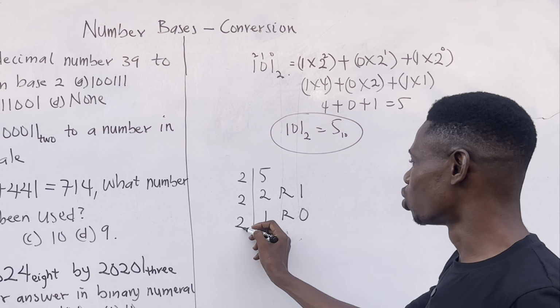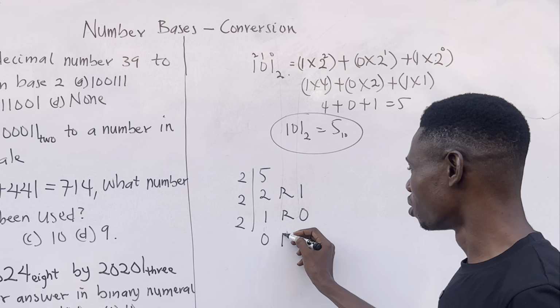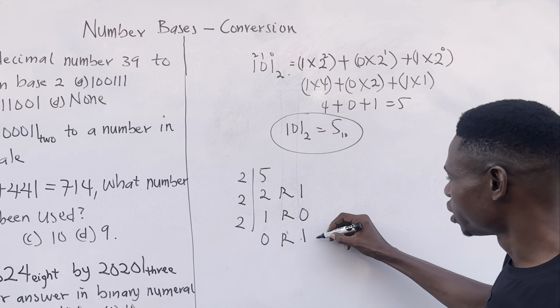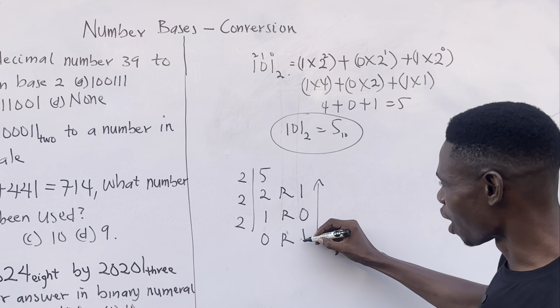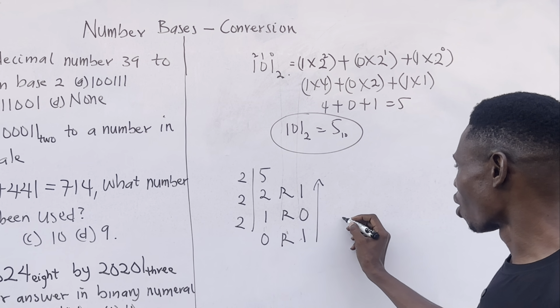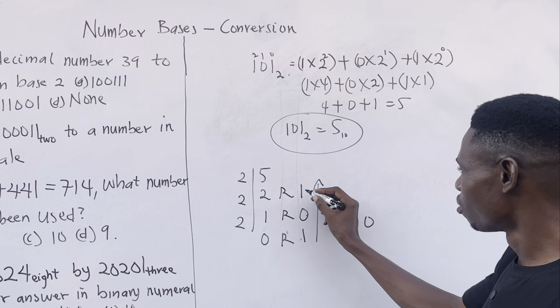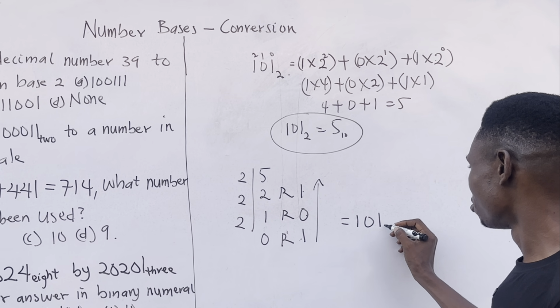Now, how many 2's do we have in 1? Cannot go, remainder 1. And the values, we take them up, from down, up. So our answer will be, from down we have 1, followed by 0, followed by 1 in base 2.